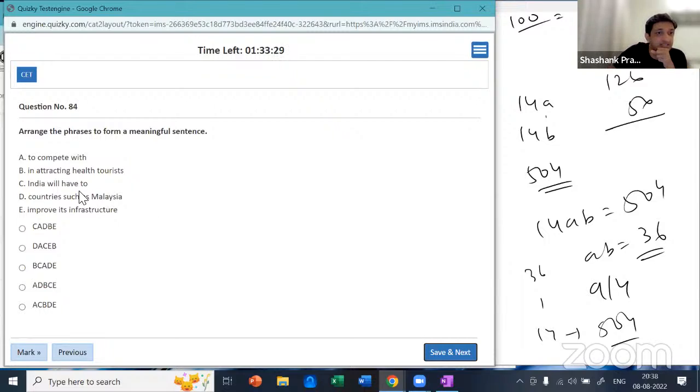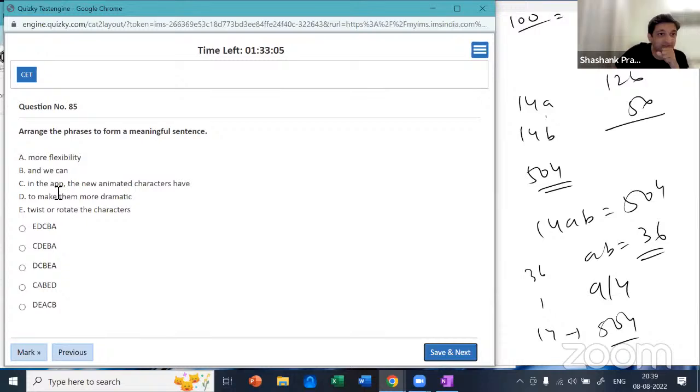Okay, to compete with, in forming a meaningful sentence. Okay, C, D, B, A, A. So let's start with A. To compete with D, to compete with countries such as Malaysia in attracting health tourists, India will have to improve its infrastructure. Yeah, it sounds good. A, C, B, D, E. To compete with, India will have to compete with what? No. I think D is the one. I'll not look at the other one.